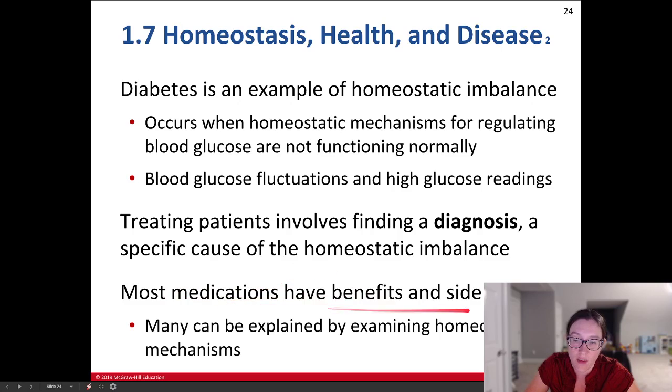So most medications have benefits and side effects. And so, for example, if we give too much insulin accidentally, that can really lower the blood sugar too low, and then that can cause problems too.